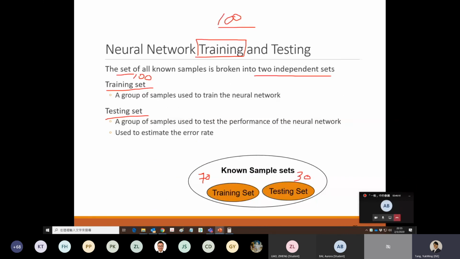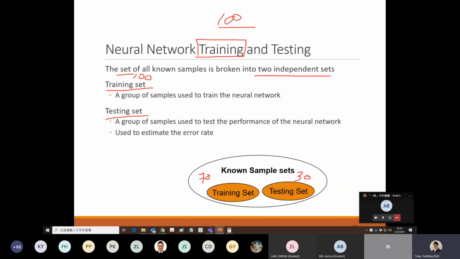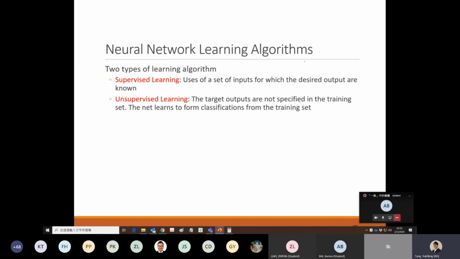During the training, the neural network will be able to learn the best weighting for each neuron in order to calculate the best answer. So this is called training. Usually, we use 70% of the data for training and 30% of the data for testing, to see whether our answer is correct or not. So we need to use the training set to do the neural network training.